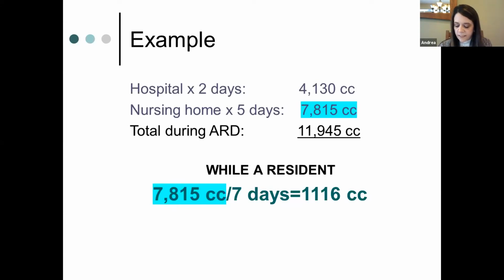Then we have to look at the end. There's average food intake per day by IV or tube feeding. So in order to figure that piece out, we would look at the total number of free water and flushes that were given at the hospital and while at the nursing home in those 5 days. So the first spot there is while they were a resident. We would take the total amount while a resident, which was 7,815 cc, divide that by 7 days to come up with 116 cc.